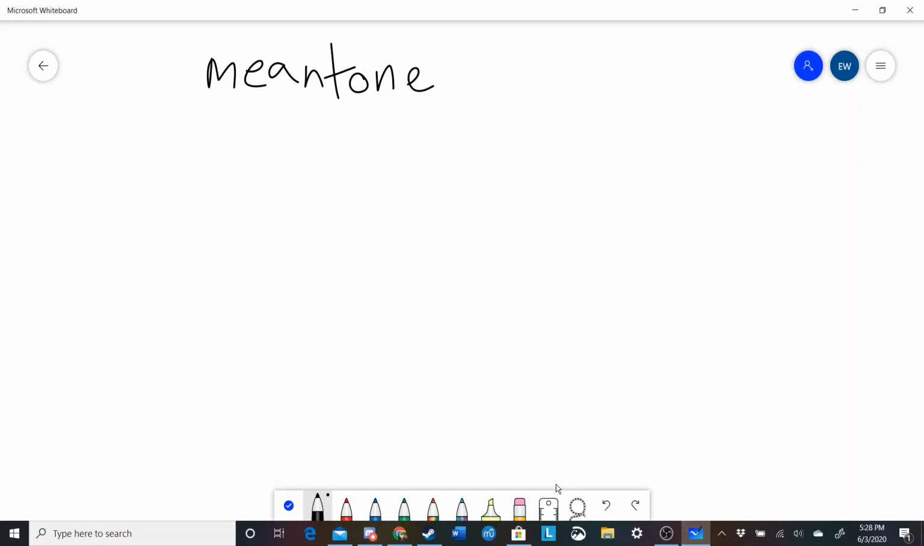Okay. Oh, I totally forgot. I'm sorry. Pause on meantone. I forgot one last thing I wanted to mention about Pythagorean tuning. Pythagorean tuning also creates a bit of an issue because think about it like this.